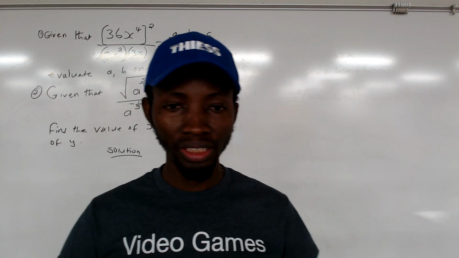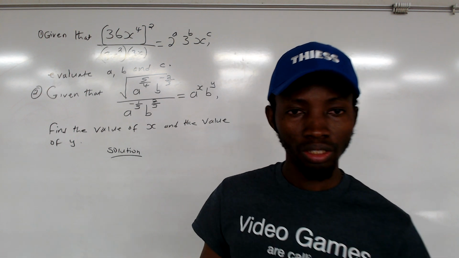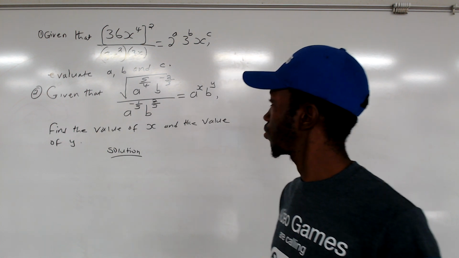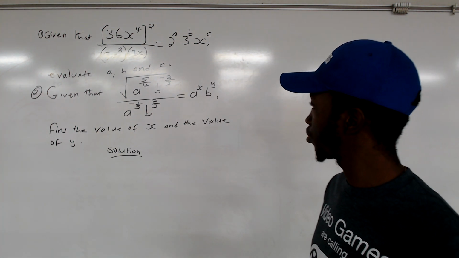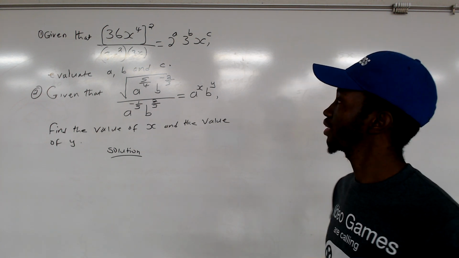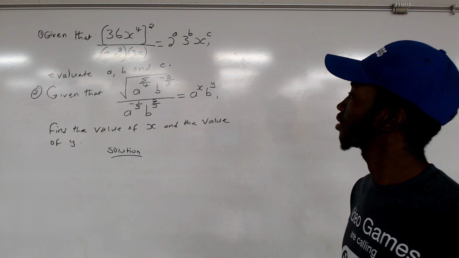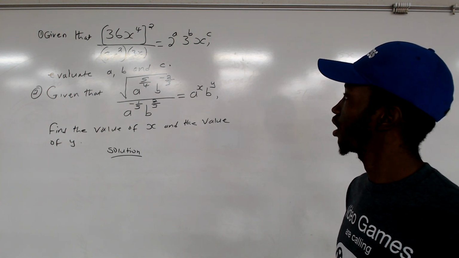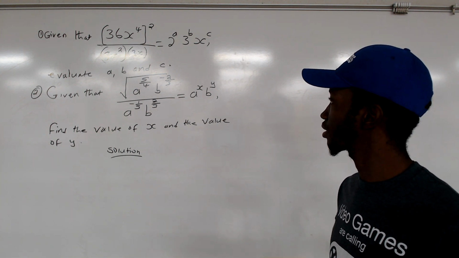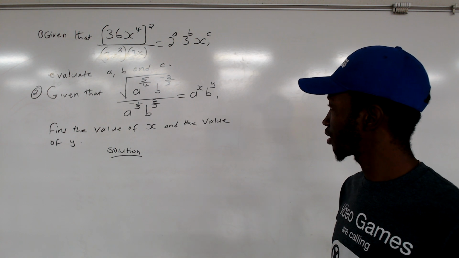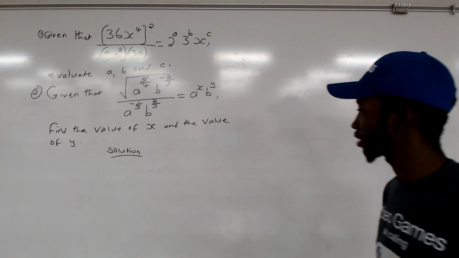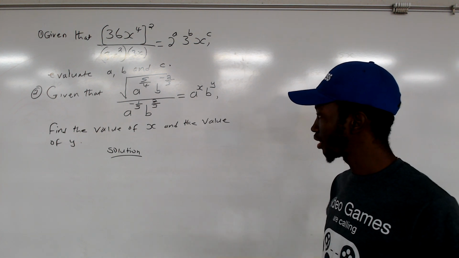So in this video, we have two questions in which we are required to find variables or some particular constants. The first question reads, given that the exponential of the left-hand side equals the right-hand side, we are required to find a constant. And the second part, again, the same thing. We are given a term on the left as well as another term on the right. We are required to find the constants.